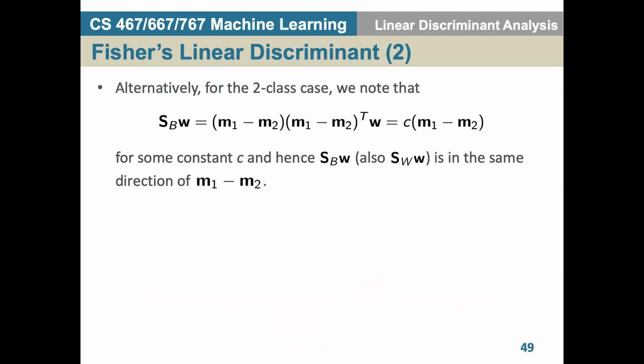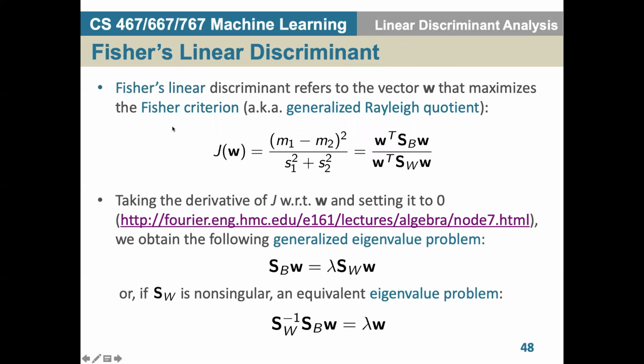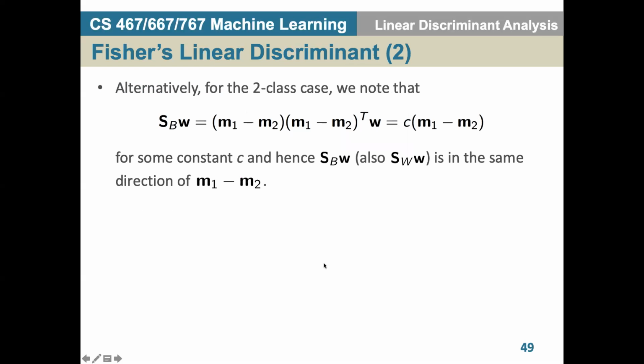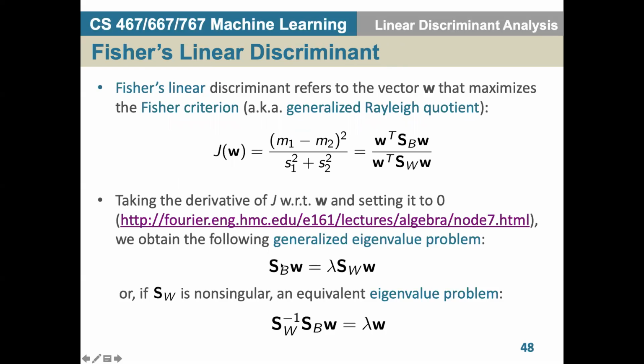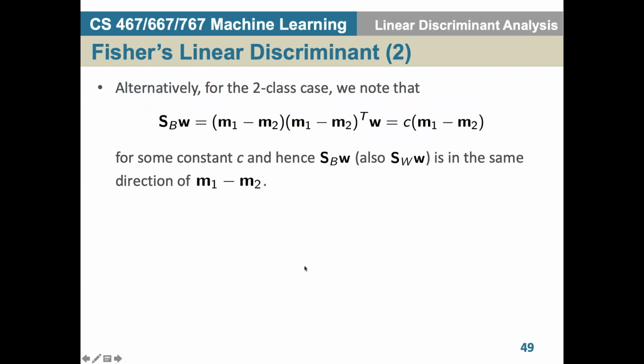An alternative method is to look at these two. For the two-class problem, we can also write something like this. If you remember, we just derived S_B W is equal to this, because S_B is equal to this thing, and we just take the transpose. Now we're looking at S_B W on the left hand side. You can see these two parts form a scalar, an inner product between two vectors, so you can move it ahead. It becomes C, a constant. So this becomes something like C times (M1 minus M2), because W is taken in the inner product.